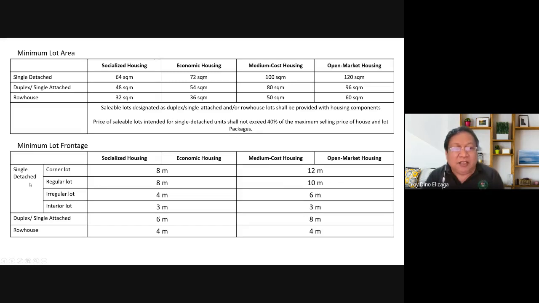And here we have a frontage also. It's not enough that you have the right area, but the front is also regulated. For single detached, it depends on the type of lot. You have a corner lot, regular lot, and interior lot. The common one is, of course, the regular lot, where one side faces the road, and then on both sides and also at the rear there are maybe other properties. In which case it's 10 meters in frontage for medium cost and open market housing.